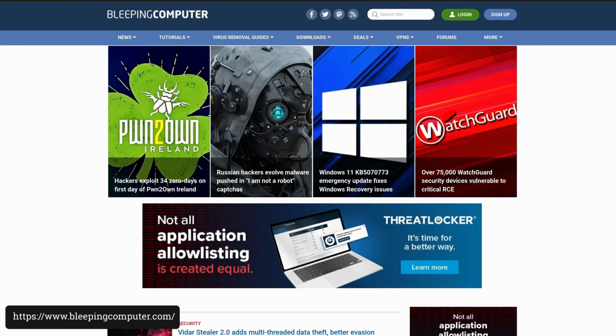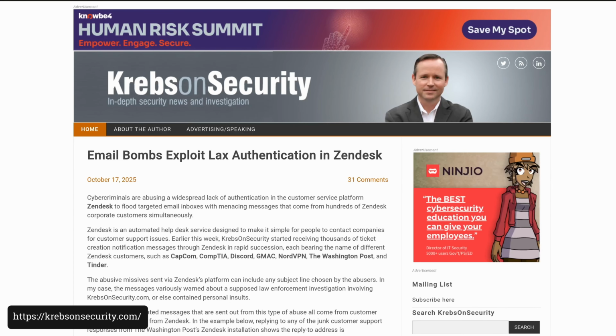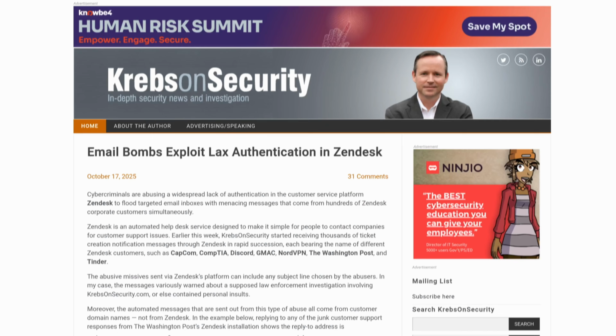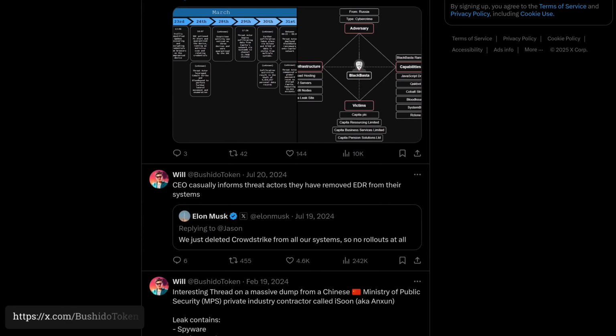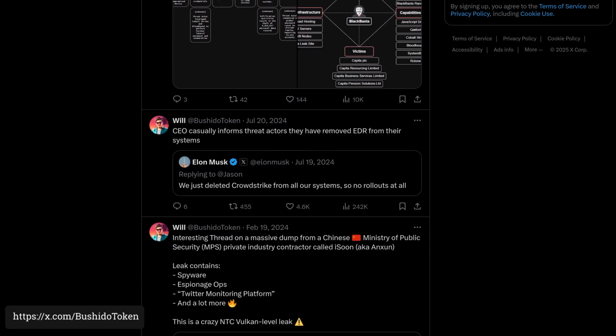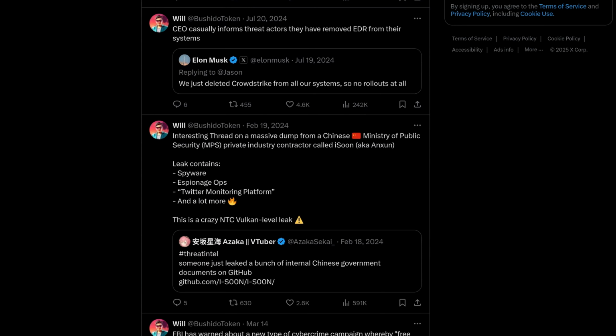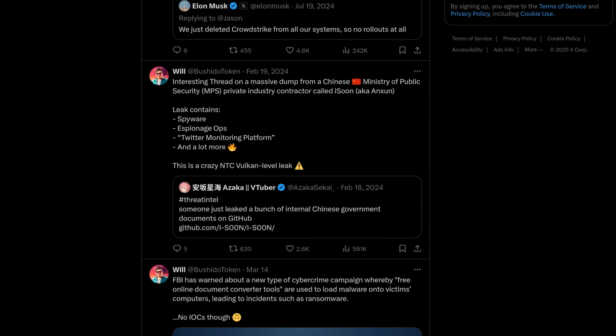This includes cybersecurity news sites like Bleeping Computer, research blogs like Krebs on Security, government alerts from agencies like CISA, and social media platforms like X or Mastodon, where researchers often share findings in real time. A key skill in OSINT is learning how to manage this fire hose of information. One of the best ways to do this is by creating your own CTI aggregator.